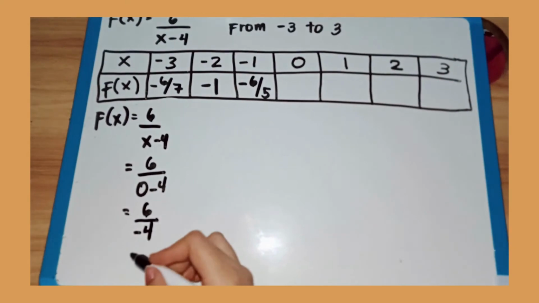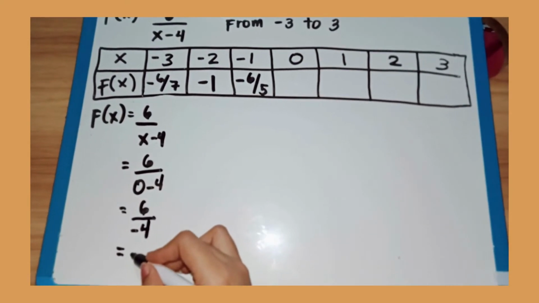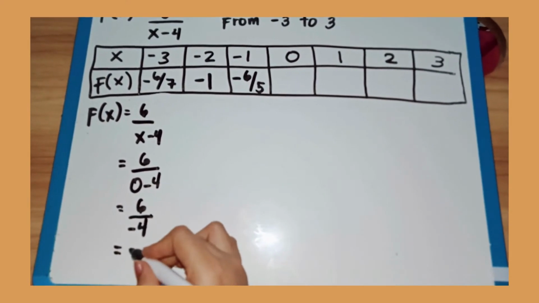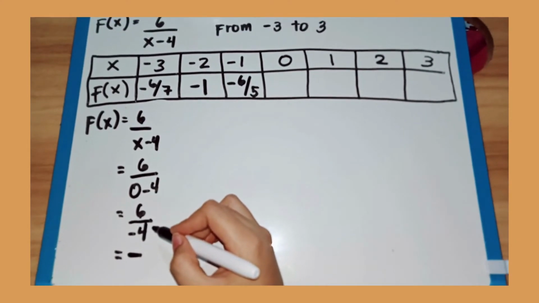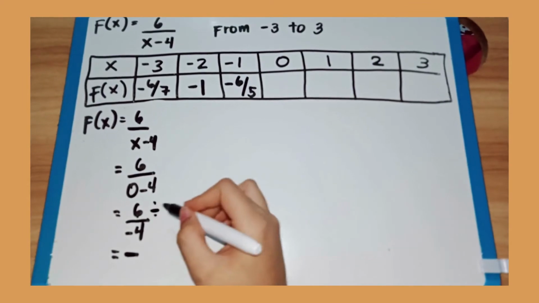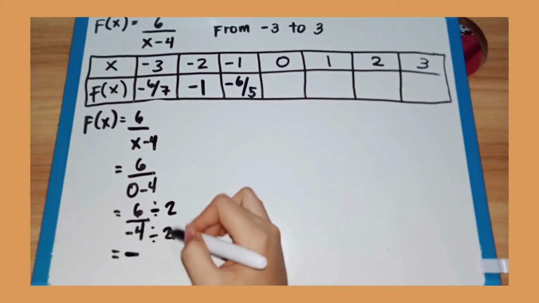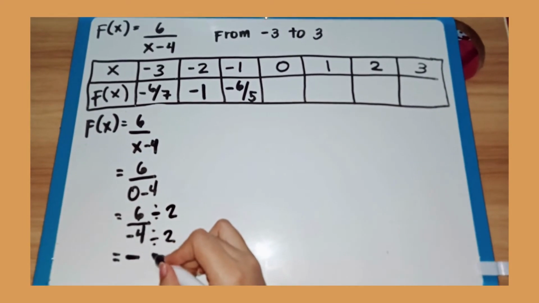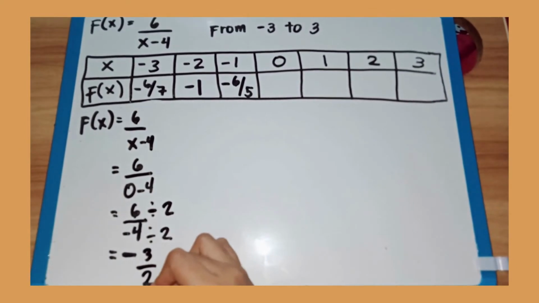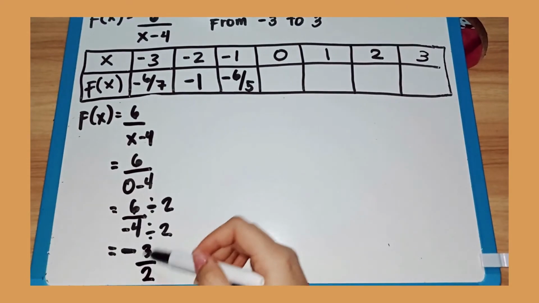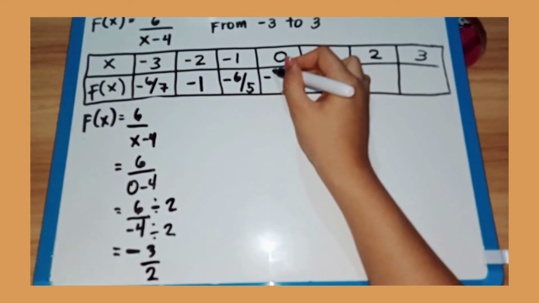And then, dahil magkaiba sila ng sign, negative, yung 6 over 4, pwede natin siyang i-lowest term. So, pwede silang i-divide both by 2. 6 divided by 2, that is 3. 4 divided by 2, that is 2. So, the final answer is negative 3 over 2. Isusulat lang natin siya.